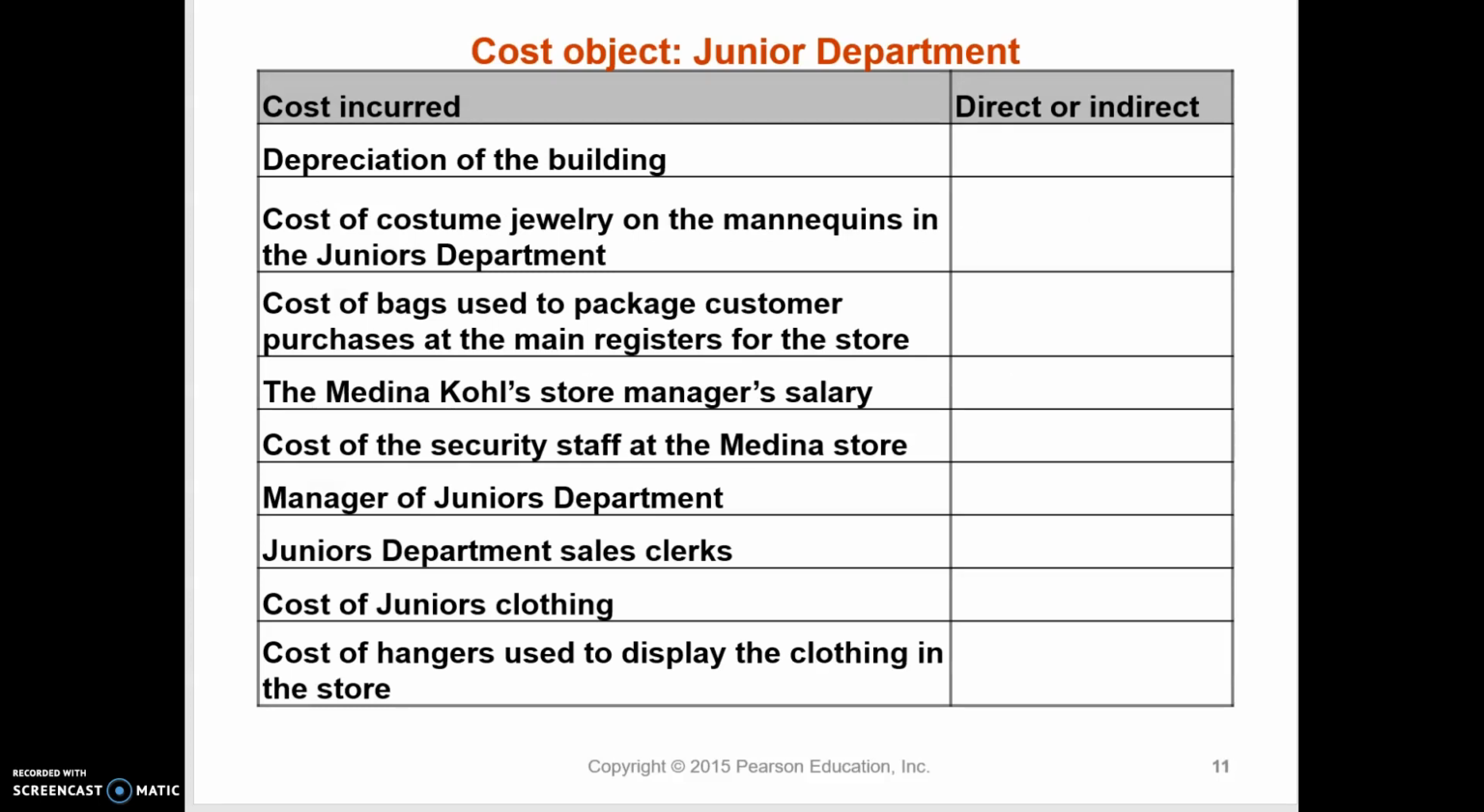So let's take a look at some examples here. So this is the junior department at a Kohl's location. And we're going to say if this is a direct or an indirect cost. So the depreciation on the building, right? That's for all of the departments in the Kohl's. So that's going to be an indirect cost. Okay? It can't be just directly traced to the junior department. How about the cost of the costume jewelry on the mannequins in the juniors department? Okay, so that would be a direct cost that's being incurred only for the juniors department.